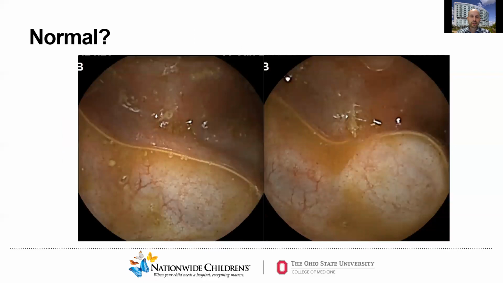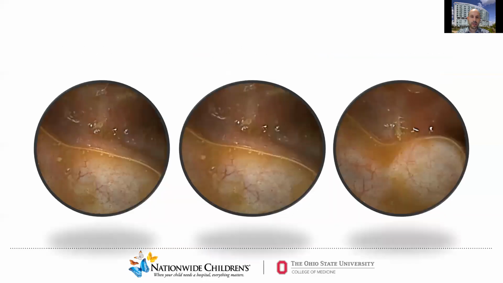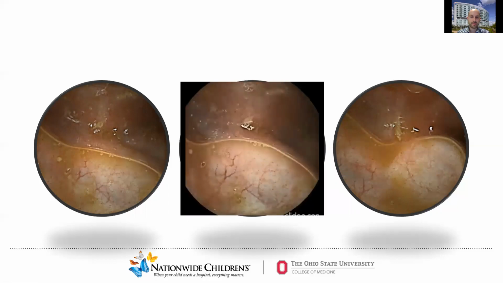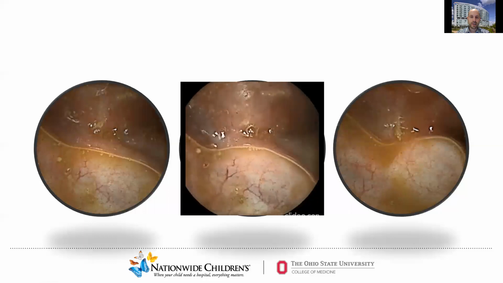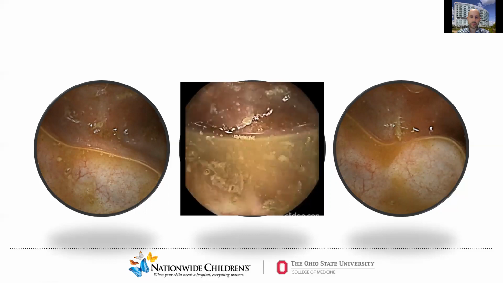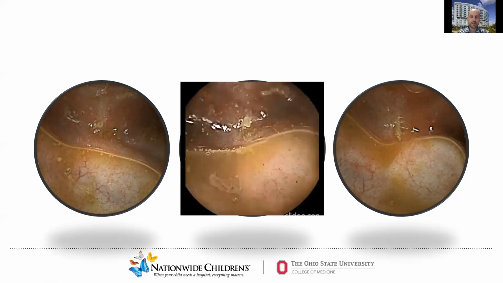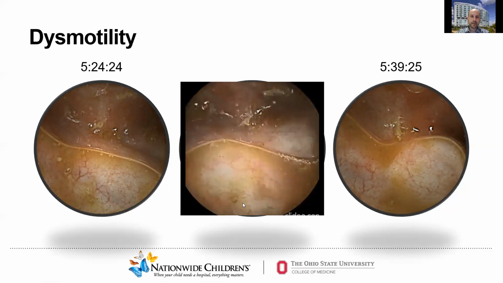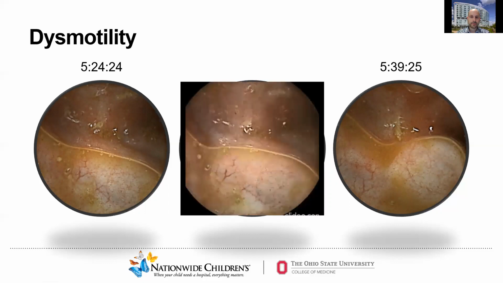Now here are two pictures of what seems to be normal mucosa. In fact, this is abnormal because these two images, the one on the left and the right, were taken 15 minutes apart. And as you can see from this time-lapse video, the capsule is not moving at all. So while the mucosa looks normal, there may be a dysmotility. As you can see, 15 minutes apart.